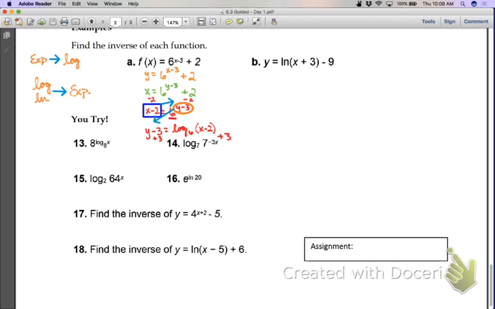And my inverse is just y equals log base 6 of x minus 2 plus 3.